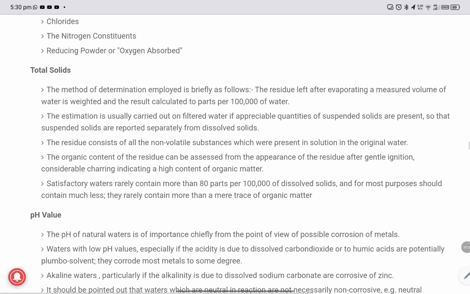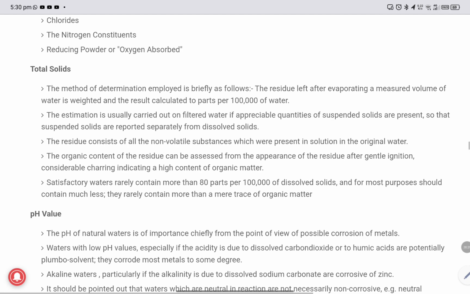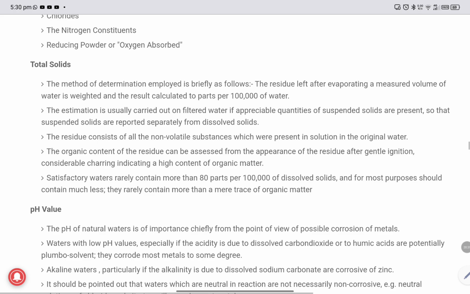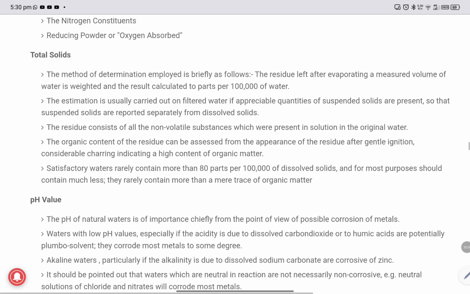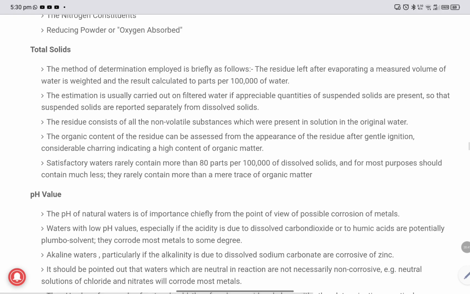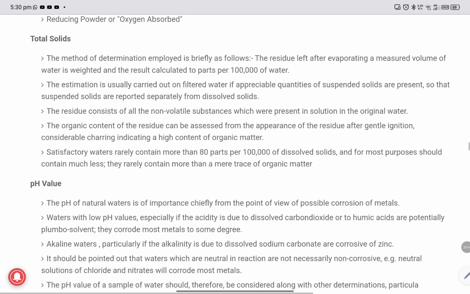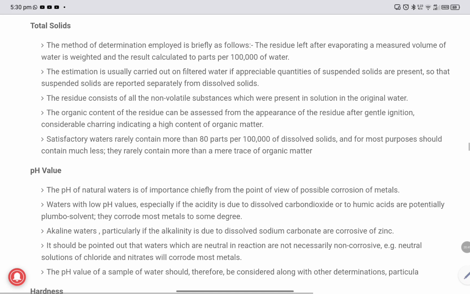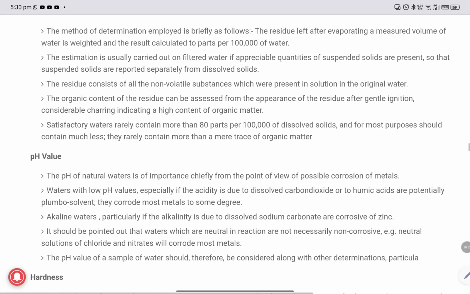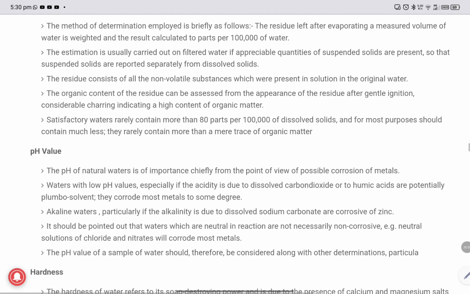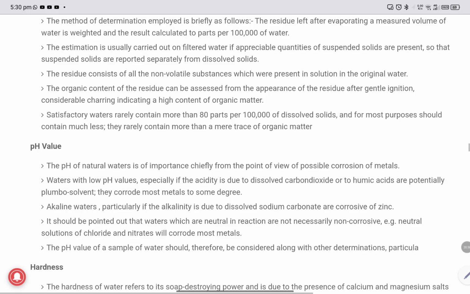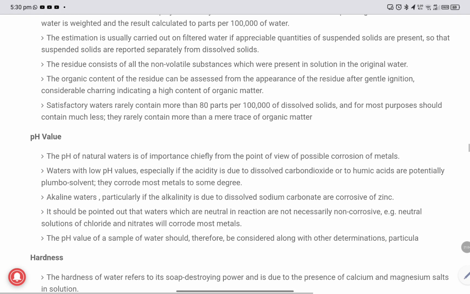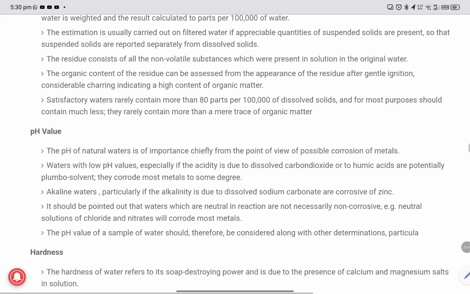The residue left after evaporating a measured volume of water is weighed and the result calculated to parts per 100,000 of water. The estimation is usually carried out on filtered water if appreciable quantities of suspended solids are present, so that suspended solids are reported separately from dissolved solids. The residue consists of all the non-volatile substances which were present in solution in the original water. The organic content of the residue can be assessed from the appearance of the residue after gentle ignition.